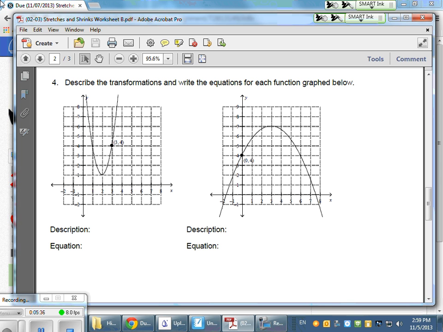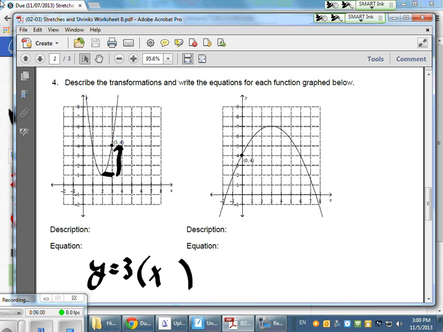And it also looks to me like instead of going over 1 and up 1 like you normally do on a parabola, this one has been stretched. And it looks like it is 3 times taller than it used to be. I go over 1, and instead of going up 1, I'm going up 3. So it looks to me like it's 3 times taller. Y equals 3 times a normal parabola.